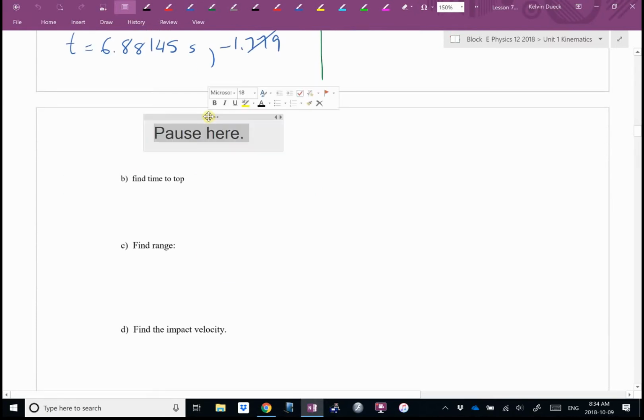So B says, find time to top. The word top, does that suggest vertical or horizontal? So I'm going to make a little note here. Ay is negative 9.8. Are you all still on the same page?